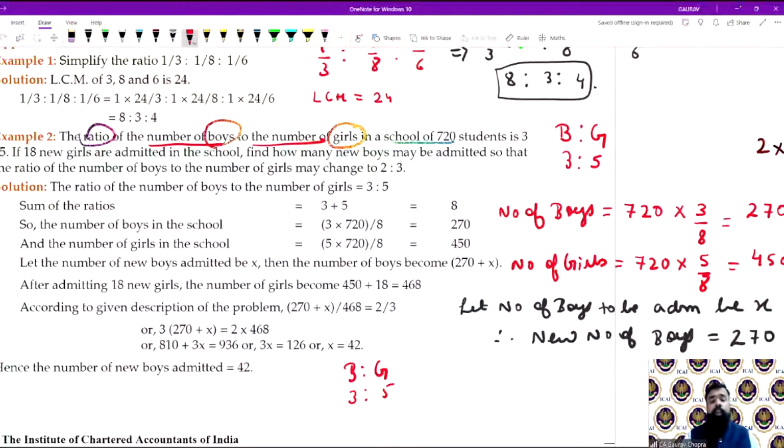Actually this question is not lengthy, I'm just explaining it in detail, so that is why you might feel that this is very lengthy. Otherwise it is a very short question. Simply what you have to do is divide 720 into two parts, that is 3/5. We can do this on a calculator. 720 into 3 upon 8, we get the number of boys, and if we subtract this from 720, we get the number of girls. After that we have to do the addition and get the final ratio.